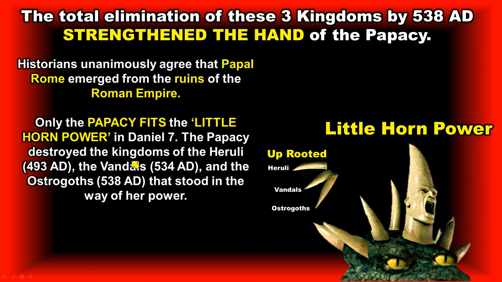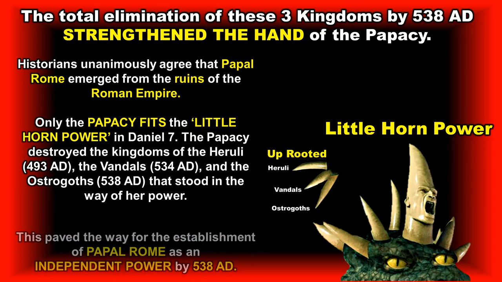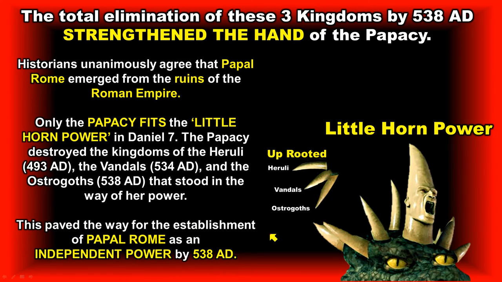So the papacy destroyed these three kingdoms in 493, 534, and 538. And you can look that up again in your history books. But what did this do? This paved the way for the establishment of Papal Rome as an independent power by 538 AD. Now, this will become an important date for us in our upcoming prophecy study, so I want you to remember that. 538 was an important date here for you to remember.